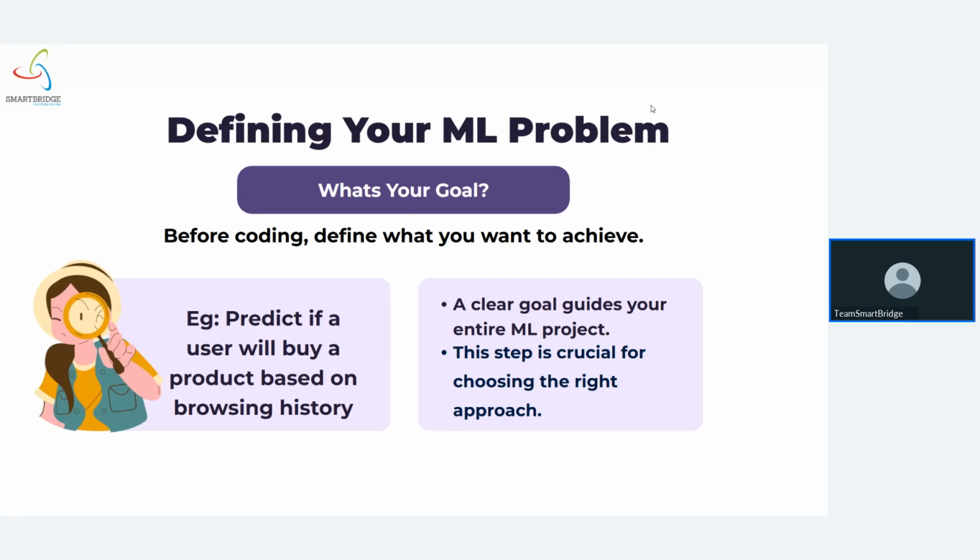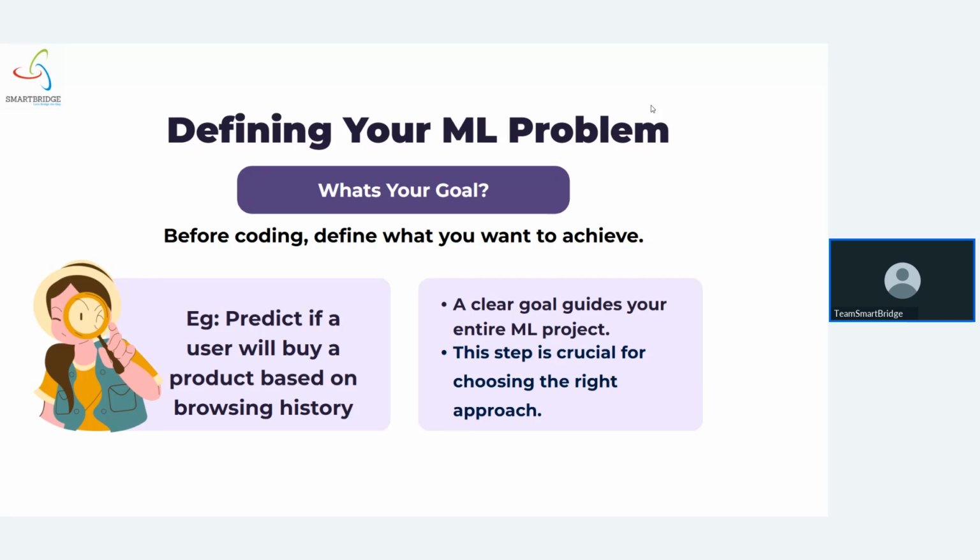Just understand that because you're going to enter into the corporate world where you need to have an idea about the basics. So working on a project, first you need to understand the cause of the project. As engineering students, you have to start analyzing the cause of the project. Here in our case, you have a problem and you have a goal. What is your goal? You have to find whether the student passes or fails. So before coding, define what you want to achieve. Before starting coding, you have to understand what you want to achieve. For example, predict if a user will buy a product based on browsing history.